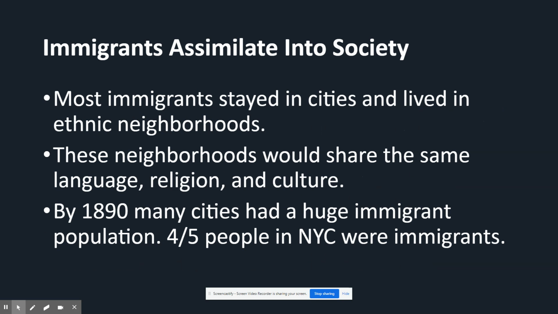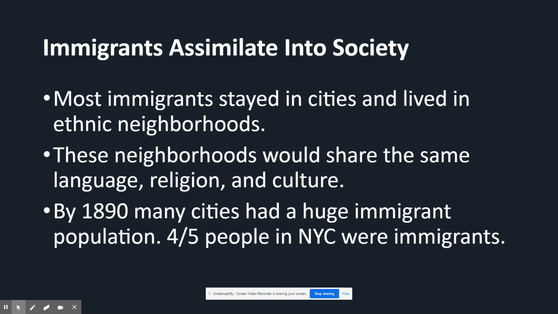Immigrants assimilate into society. Most immigrants stayed in the cities and lived in ethnic neighborhoods. They moved into neighborhoods where there were people who were already here from the countries that they were leaving. So assimilating to life in the United States was a little bit easier because you were surrounded by people who would share the same language, same religion, same culture as you. And you could, over time, pick up what it would be like in America, what it could be like outside of your neighborhood.